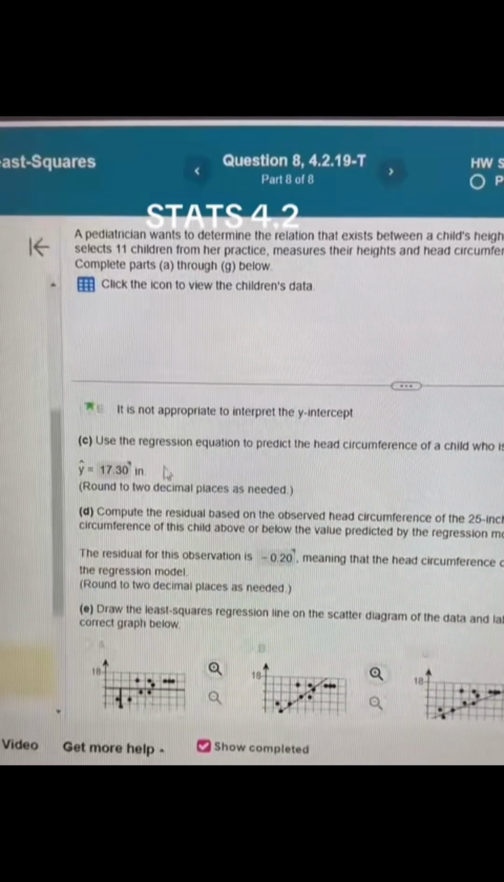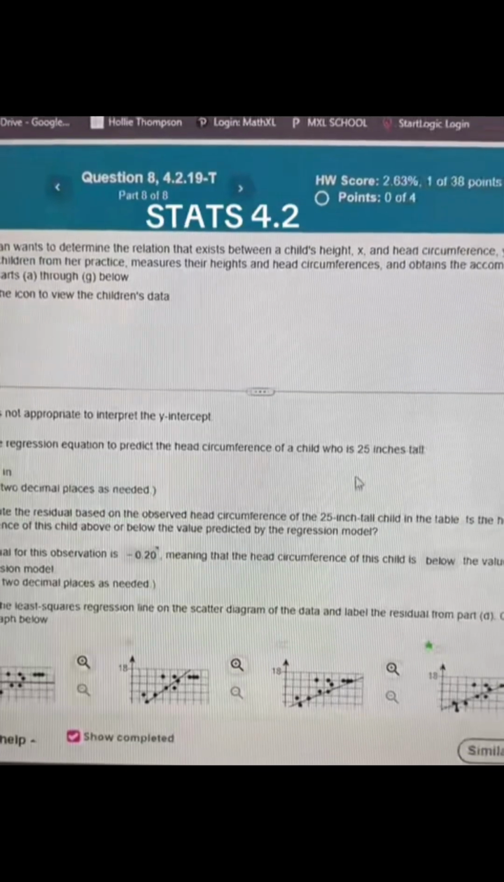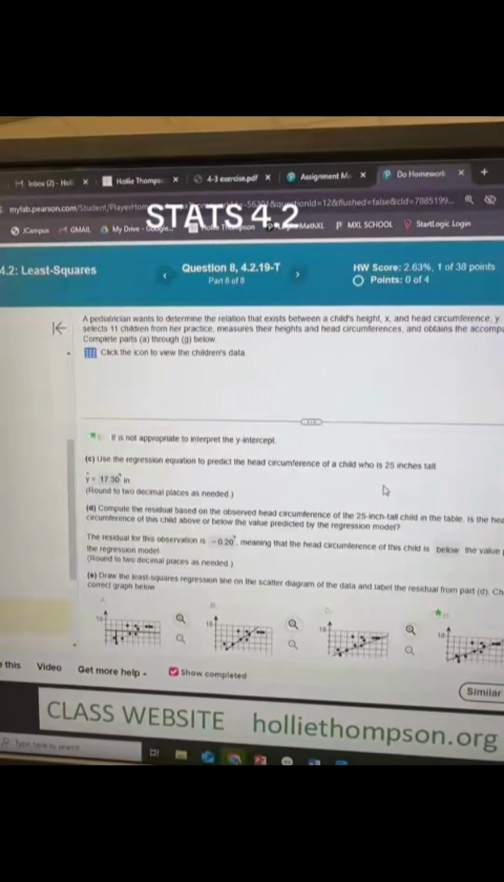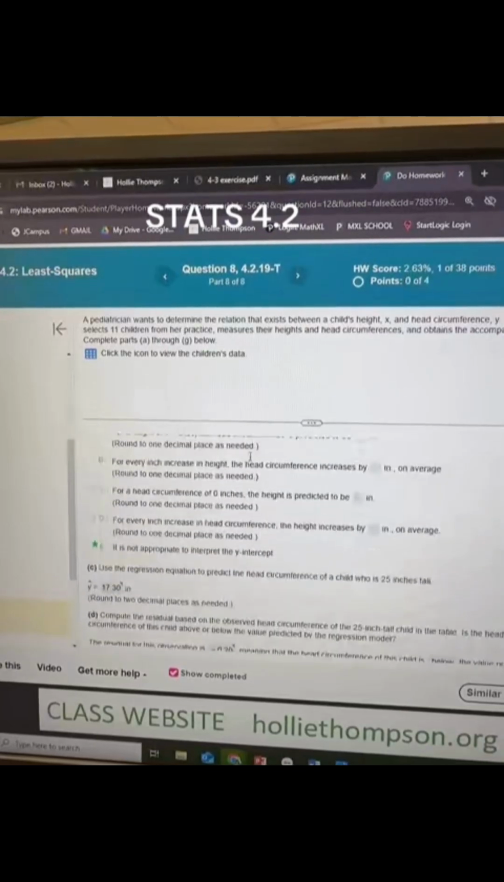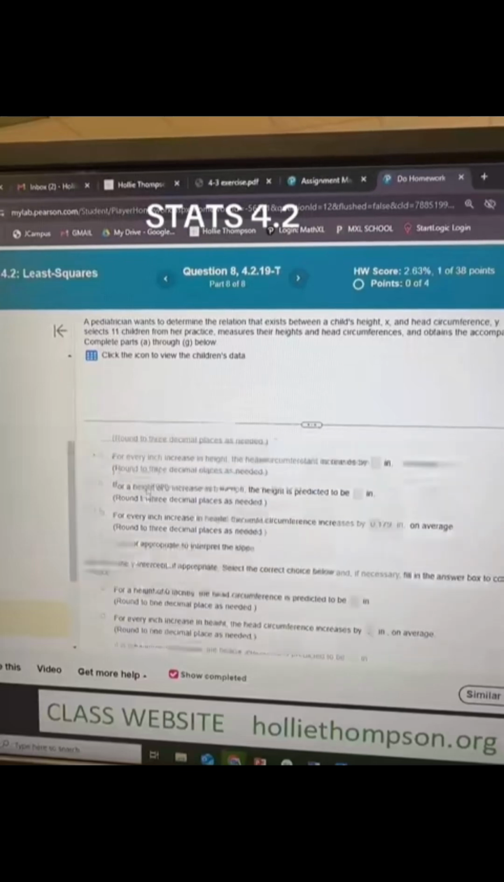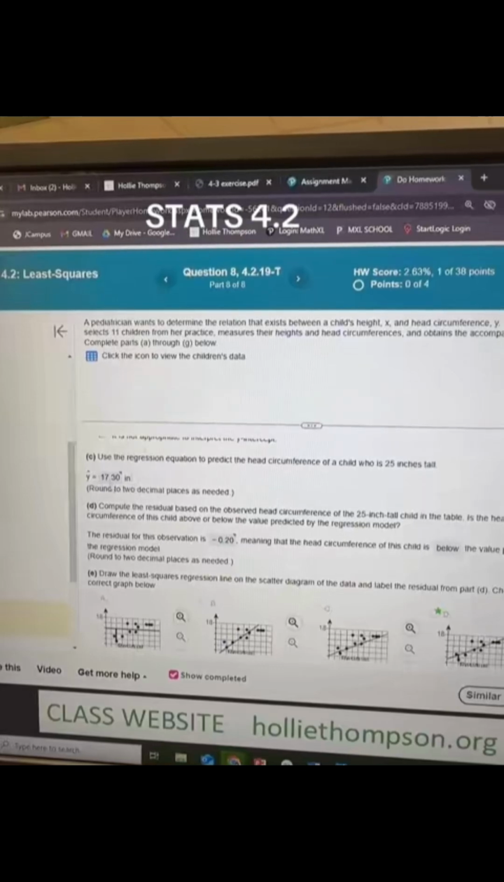The next one. Use the regression equation to predict the head circumference of a child who's 25 inches tall. So what I do is I plug 25 into X right here. So I put 25 into X right here. Then get this number. So that's plugging it into the equation we just made.